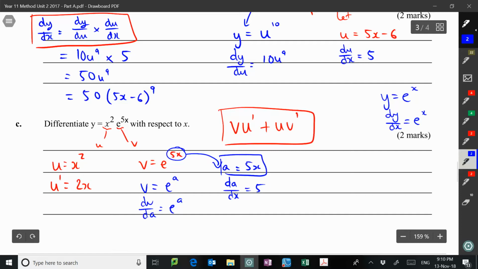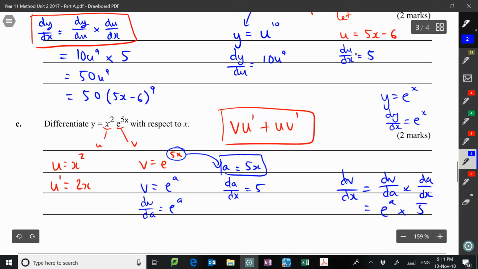Now, I know this is a bit confusing because you're used to y's and x and y and u. Well, you don't have to have that. You can have dv dx is equal to dv da times da dx. It's the same thing. The da's cancel out and you get dv dx. So now I've got dv da, which is e to the a, multiplied by da dx, which is 5.